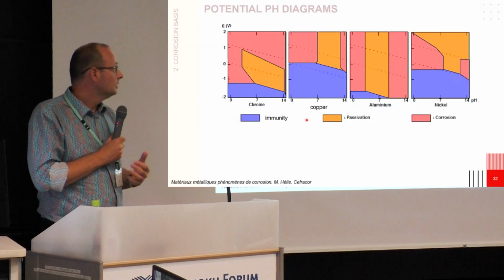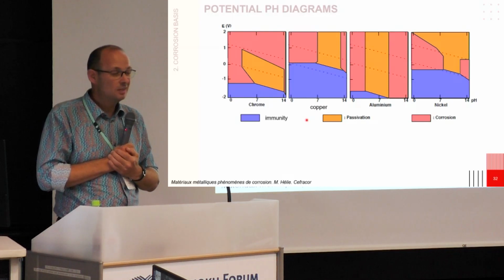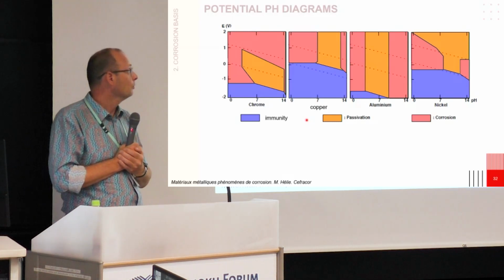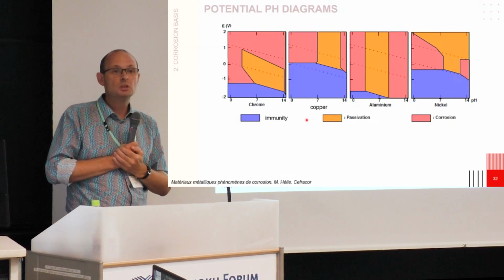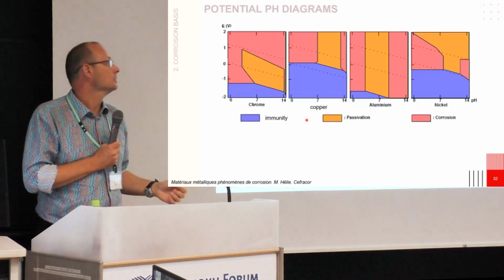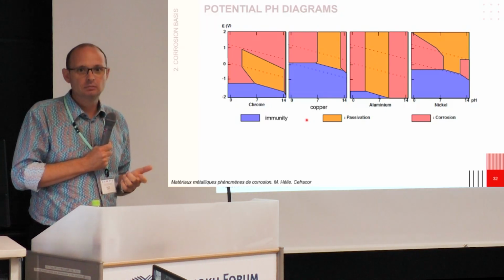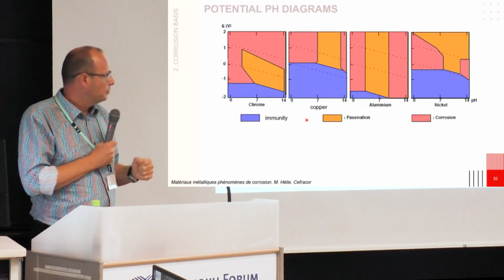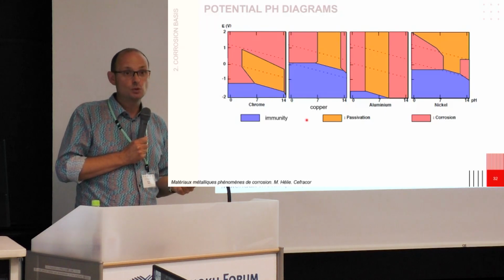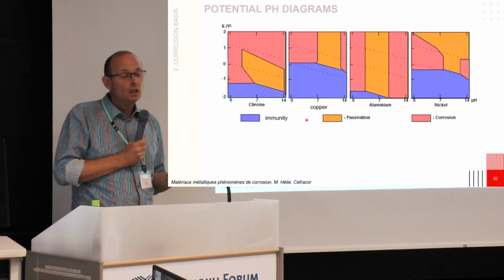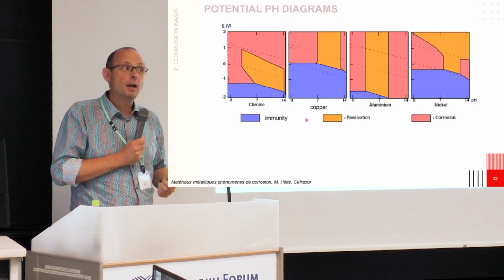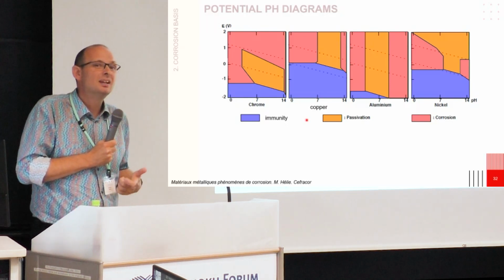So for those interested in corrosion, this graph can help to define at least three domains. The first one is immunity. Immunity means that a metal will remain exactly as metallic. Passivation means that the metal will interact with the solution, with its environment. An oxide layer will be created, and the dissolution of the metal should be strongly limited.